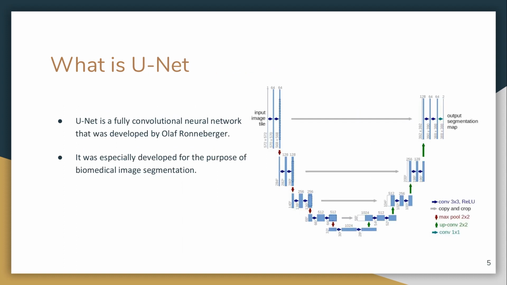Next is our architecture, that is UNET. You can see a diagram of the UNET. We're going to build the same U-shaped architecture like this. UNET is a fully convolutional neural network that was developed by Olaf Ronneberger. It was specially developed for the purpose of biomedical image segmentation. UNET is a base model which is used everywhere. If you want to perform any semantic segmentation task, the first architecture that comes to mind is the UNET.